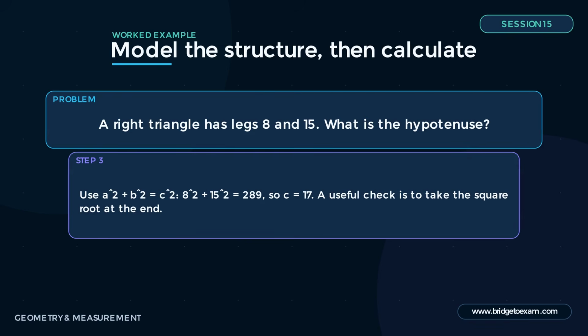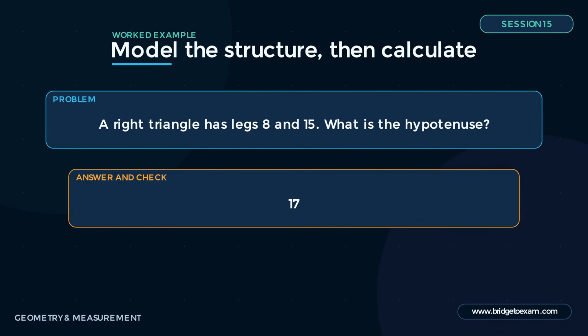8 squared plus 15 squared equals 289, so c equals 17. A useful check is to take the square root at the end. The answer is 17. Now verify the result against the original wording. The quantity, numerical size, and unit must all make sense together.